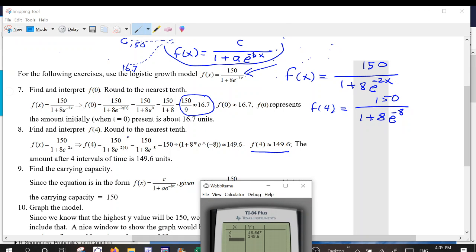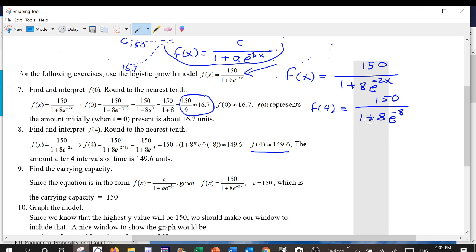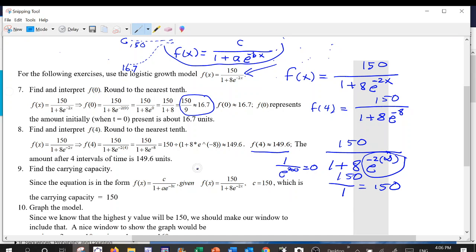And then it says find the carrying capacity. Now the carrying capacity would be when x is what? When x is infinity. So basically we want to see what happens if x goes to infinity. Well, if it goes to infinity, this right here would be 1 over e to the 2 infinity, which is 0, because this number is really big, and 1 over a really huge number is 0. So that's 0, so we just get 150 over 1. So 150 is the carrying capacity for the population here, whatever it is.